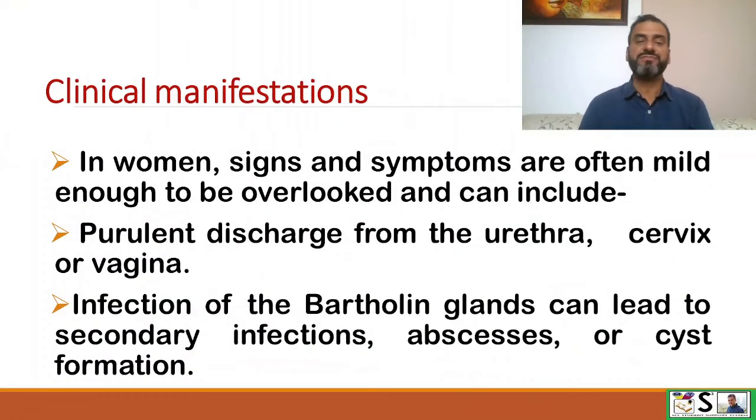In females, signs and symptoms are often very mild and mostly overlooked. But when they appear, they include purulent discharge from the urethra, cervix or vagina. Infection of the Bartholin gland can lead to secondary infection, abscess formation and cyst formation.